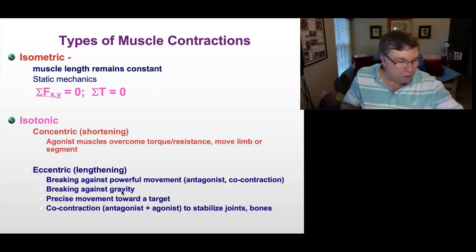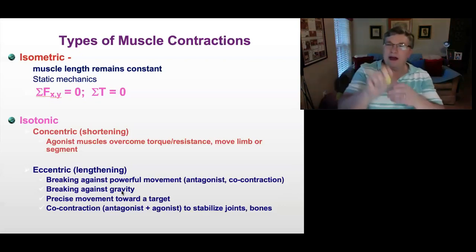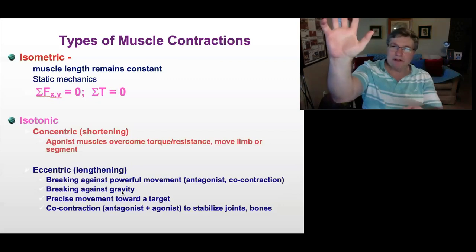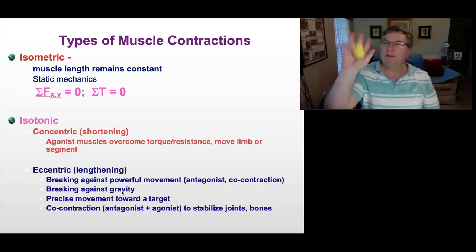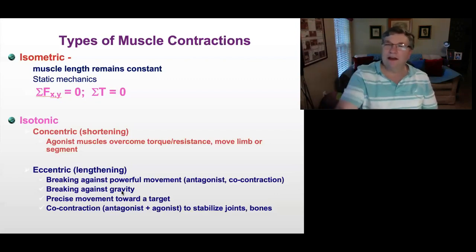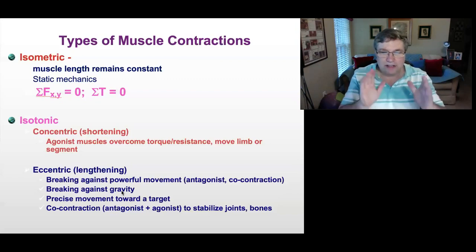Also, precise movement towards a target. If you're going to catch an object, a lot of times you have what we call an agonist burst, followed by an antagonist burst with an eccentric contraction, which helps you to get in that target and not embarrass yourself, hopefully. Okay, co-contractions, like I said, stabilize joints, bones.